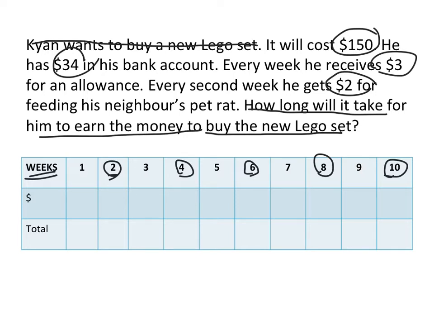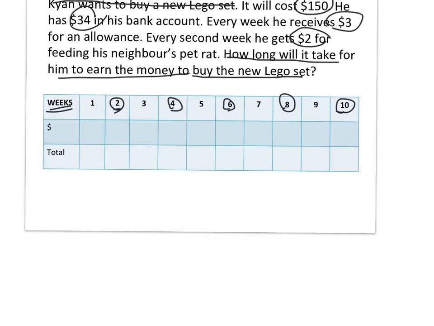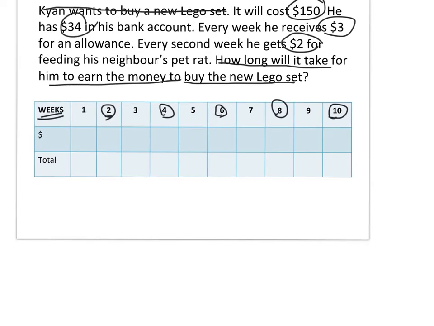So I made myself a table. That's my strategy. My strategy on this question was to make myself a little table so that I can make my thinking visible and it's clear to everybody exactly what I'm doing. So we know that he starts out with $34 and we know that he wants to eventually get to 150. I know that in week 1, he's going to get $3, but every second week, he's going to get 2 plus $3, which is 5. In the odd weeks, he's going to get 3, so I'm going to go and fill those in.